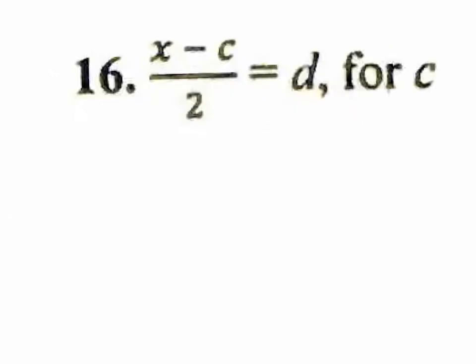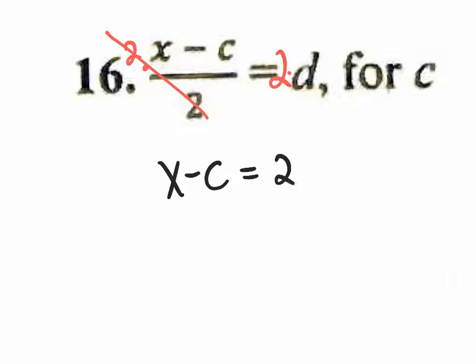Number 16, here we go. You want to solve for c again. I don't know why we always want to get c by itself, but here's c. Now c is in the numerator of a fraction. So let's first get rid of the fraction. And how do you get rid of a fraction? By multiplying everything by the denominator of the fraction that you want to get rid of. So you multiply the left side, that'll cancel out. And what you do to one side, you do to the other side. So multiply the d by 2 as well. So what do I have left? I have x minus c equaling 2 times d.